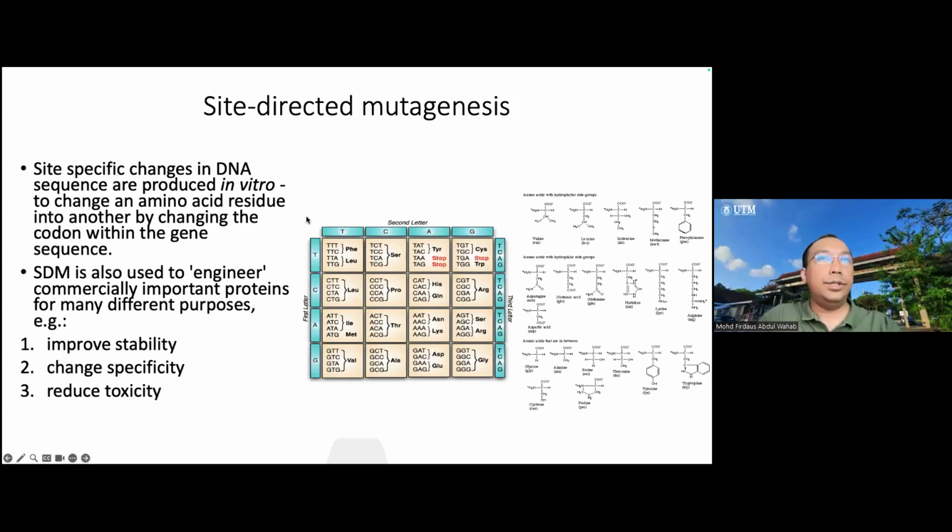So how do we plan for the mutation? It's based on the codon information. We know that codons are the 3-letter codes that translate into the different amino acids. So you can change from one amino acid to another by changing 1 or 2 letters in the codon. It is normally used for proteins and enzymes, whether to improve stability, change the specificity of the reaction of the enzyme, or reduce toxicity when we do overexpression in the cell.